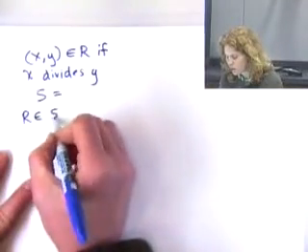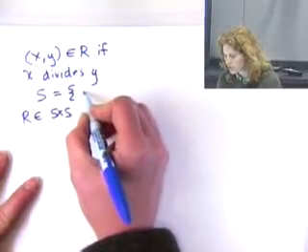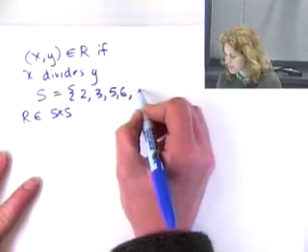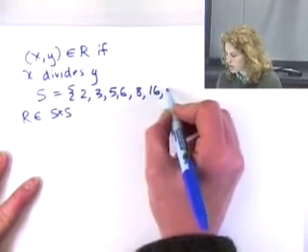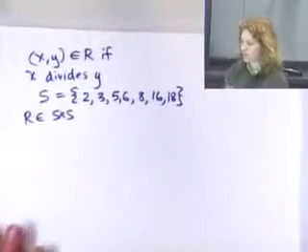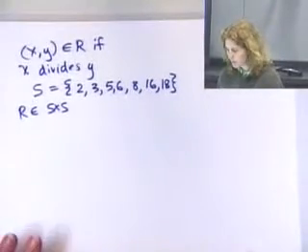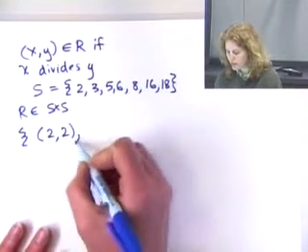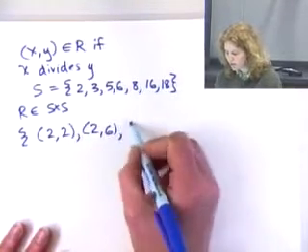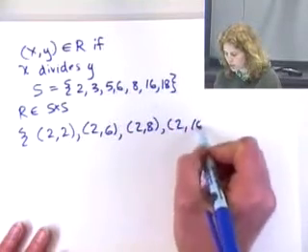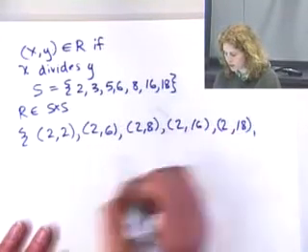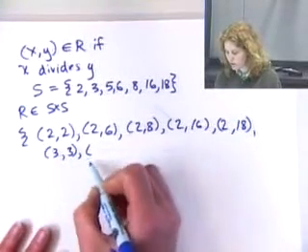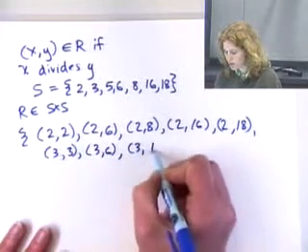So R is in S cross S, and we'll just say S is 2, 3, 5, 6, 8, 16, and 18. Okay? So let's make this relation. So 2 divides itself. It also divides 6. It divides 8, 16, and 18. And then we'll do all the ones that 3 divides. 3 divides itself, and 6 and 18.